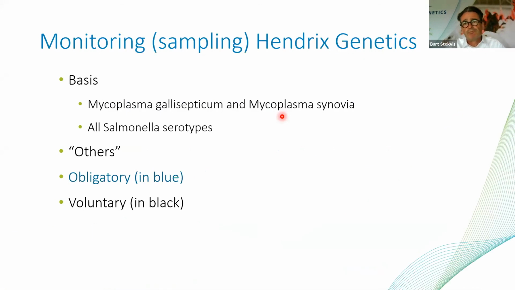I will give you, as an example, some information about our own monitoring program. And it's not so complicated. We monitor on all Salmonella serotypes, and we monitor on Mycoplasma gallisepticum and Mycoplasma synoviae. That is the basis of our program. And of course, there are some others. And I'm using two different colors. The black color, that are measures, monitorings that we do ourselves, voluntary. And the blue color, that is the obligatory program in the Netherlands. That is sampling that we have to do.